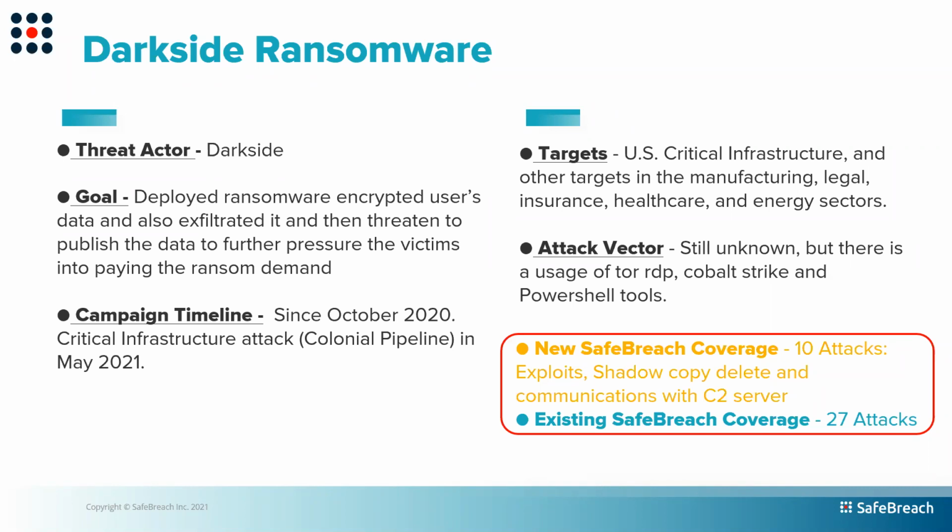So we mimic it in a safe manner because there is no way, we verified it with Microsoft, there is no way to back up the shadow copy. So we found a way to do it without a risk, or with a lower risk. And also communication with the C2 servers. And we already added 27 attacks that were relevant to this threat group before the alert was even released.